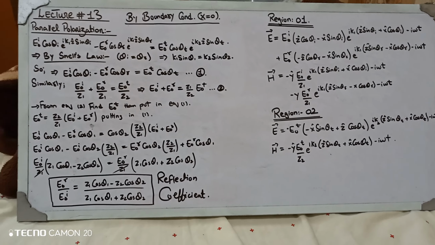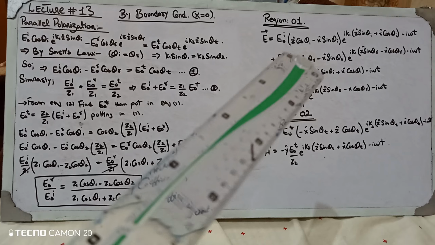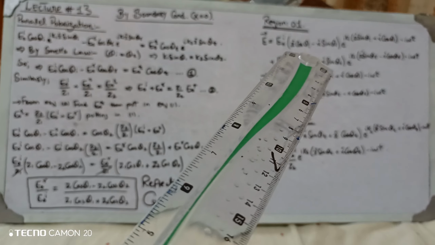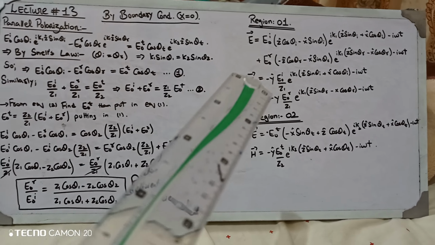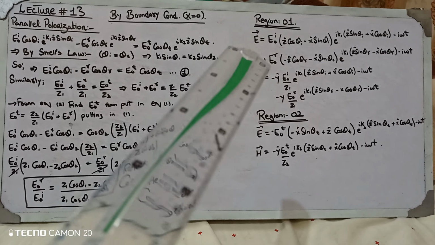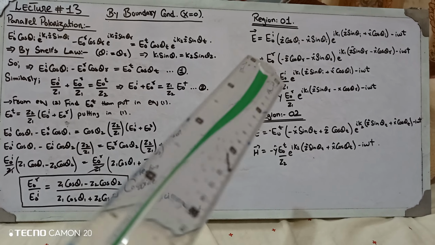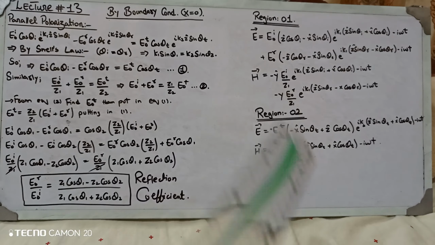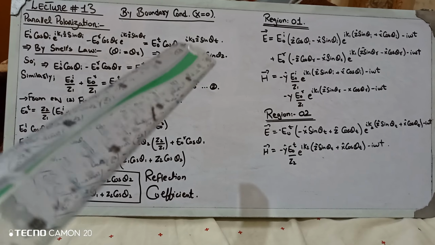Now you can see, by applying the boundary condition at x equals 0 in these equations, first apply x equals 0 in the first region. In the electric field, you have to equate region 1 to region 2. In region 1 there is the sum of incident plus reflected, and this equals the transmitted. So incident plus reflected equals transmitted, by applying x equals 0.